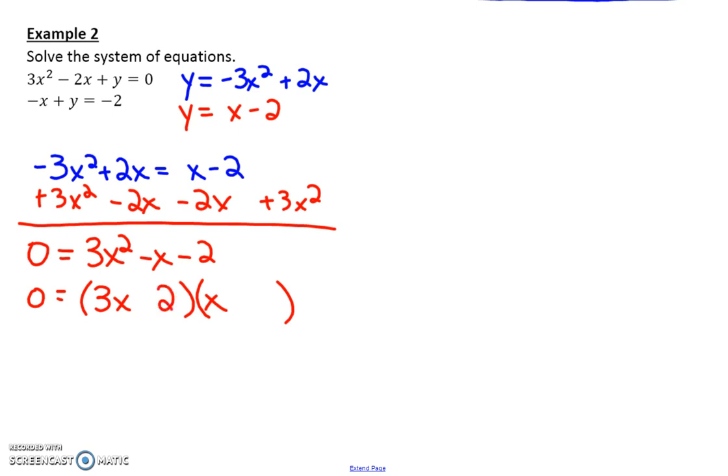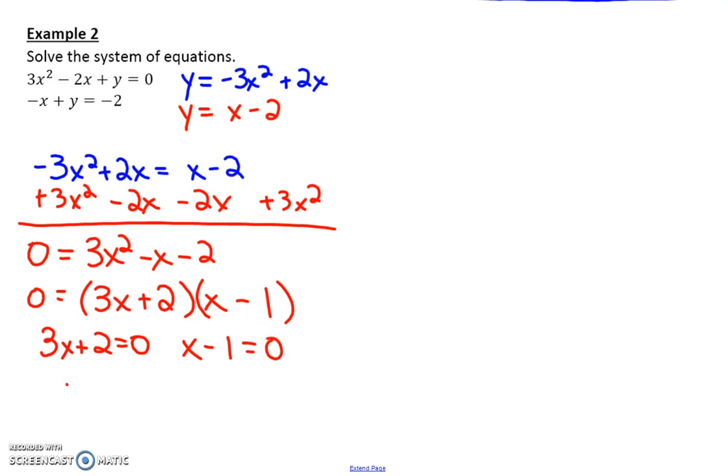So I'm going to put my 2 here and my 1 here, because if I make my 2 positive and my 1 negative, that's going to give me a negative 3x and a positive 2x. So that'll give me my negative x in the middle there. And then you can just take those and set them each equal to 0 to get the x values.